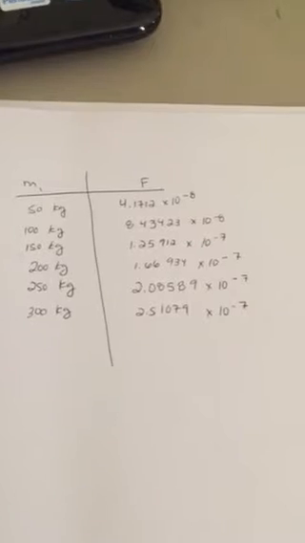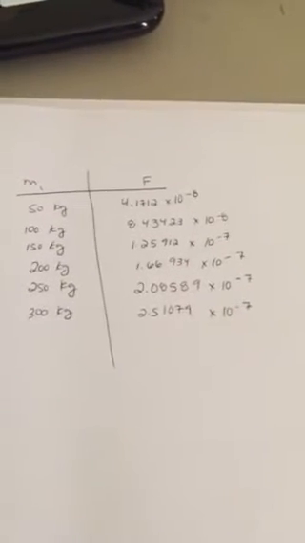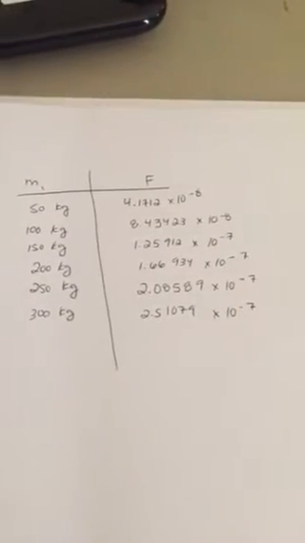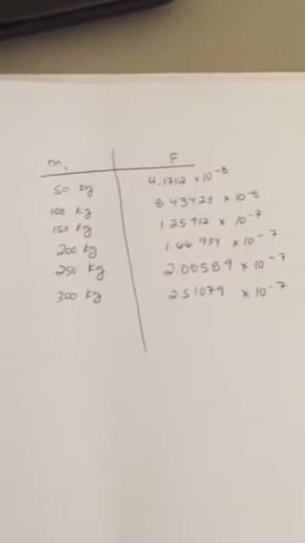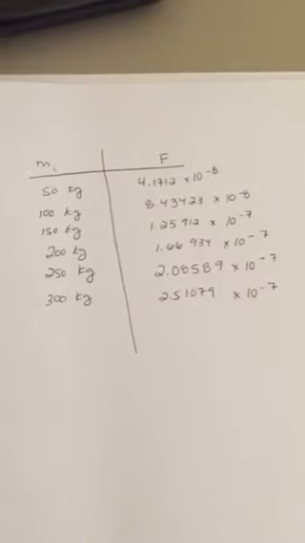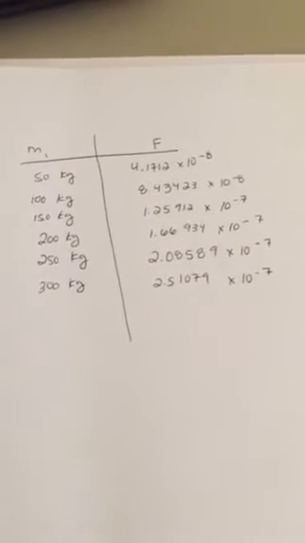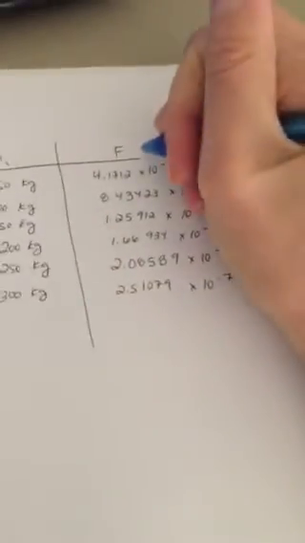So here's my data. I have 50, 100, 150, 200, 250, and 300. So you can see I chose numbers in steady increments for my independent variable. That makes it really easy to graph. That's not a requirement, of course, but that does make it a bit easier. And then I have my force over here. I don't have my units on that, but that's in newtons.